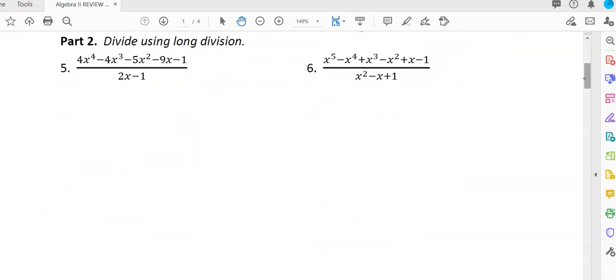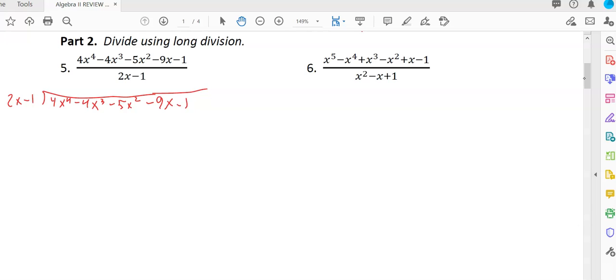Okay, let's get to long division here. So we're going to set it up. 2x minus 1. So what we're dividing by in the dividend would be 4x to the fourth minus 4x cubed minus 5x squared. Wow, that's a long one. Minus 9x minus 1.